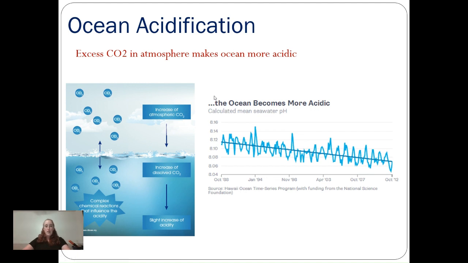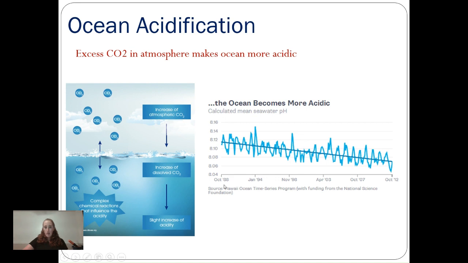How this happens is that if there's excess carbon dioxide, CO2, in the atmosphere, that CO2 can dissolve into the ocean, and then CO2 basically goes through this process where it can combine with water and form carbonic acid, which is H2CO3. You don't need to remember that, but the takeaway is that the ocean becomes more acidic over time.